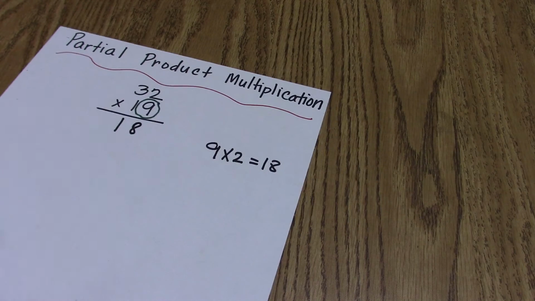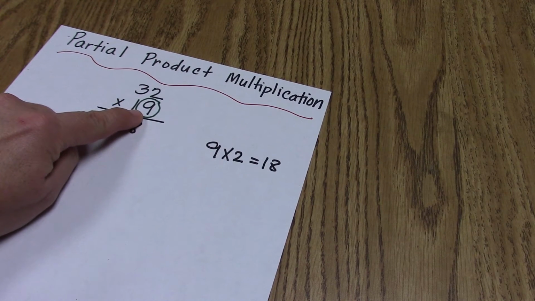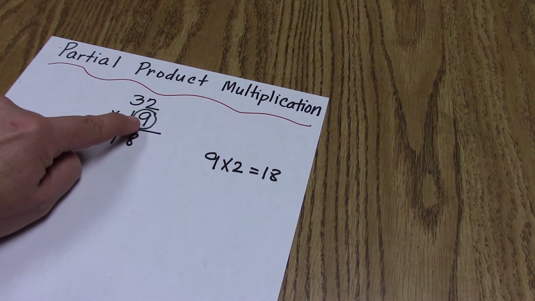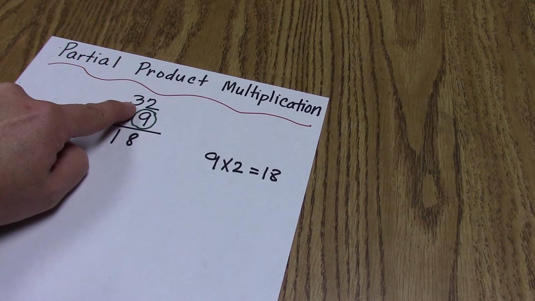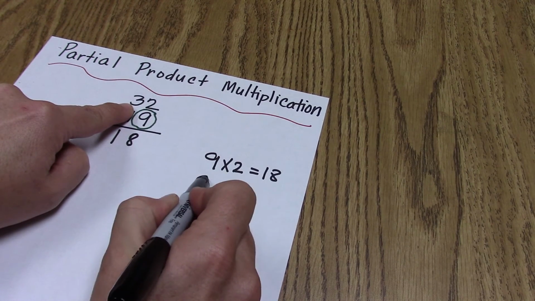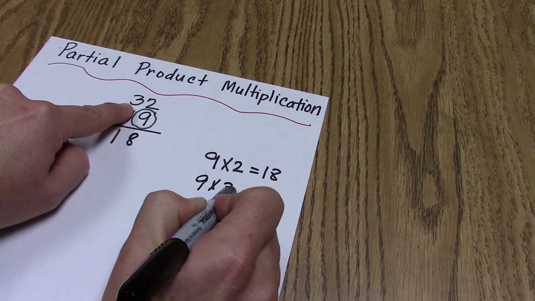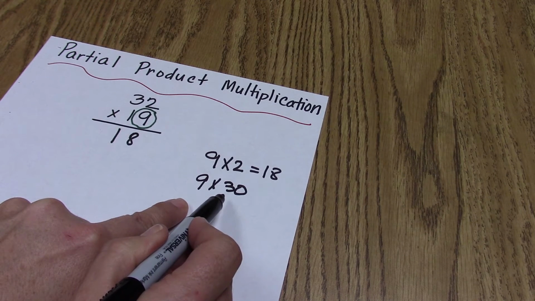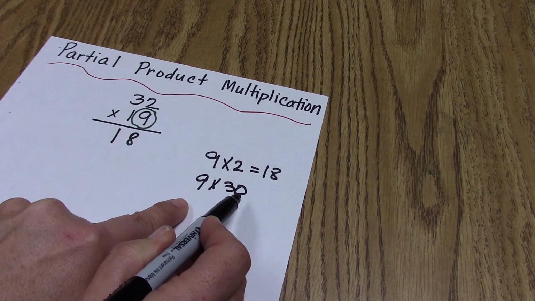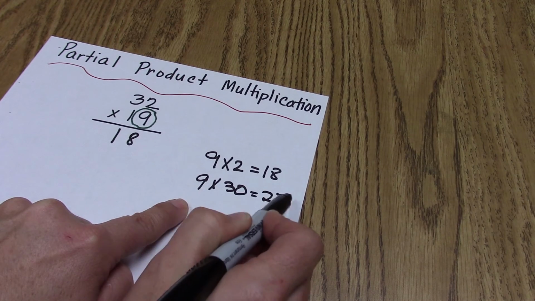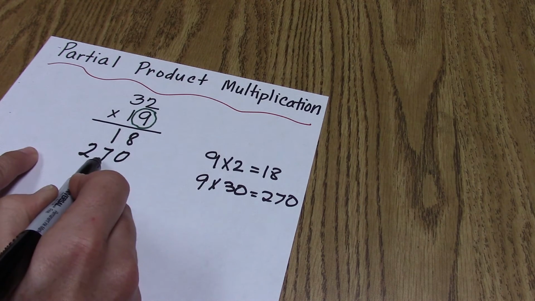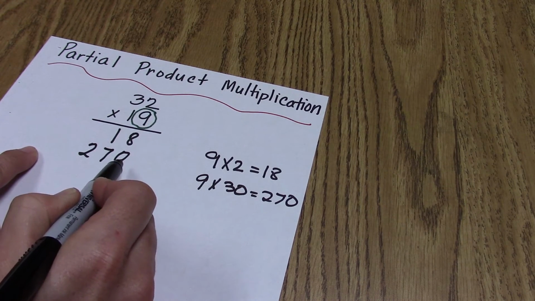Okay, the next thing I need to do is multiply that 9 times 30, and it's very important for the students to understand that they're not multiplying 9 times 3, that this 3 is actually a 30 because it's in the tens place. So 9 times 30, well, I know that 9 times 3 is 27, and I also know that if I add the 0 to that, it's going to be 270. So I'm going to write my 270 here, being very careful to line up my hundreds, my tens, and my ones in the correct columns.